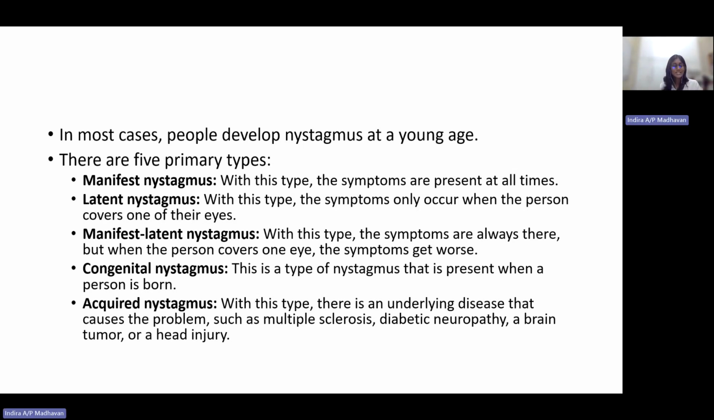And then the fourth one is congenital nystagmus, people born with it. And acquired nystagmus is when they have it, as I mentioned, due to a tumor, diabetic retinopathy, or any head injury that happens later in life. That's the time that a patient will have this nystagmus. Otherwise, they wouldn't have this.